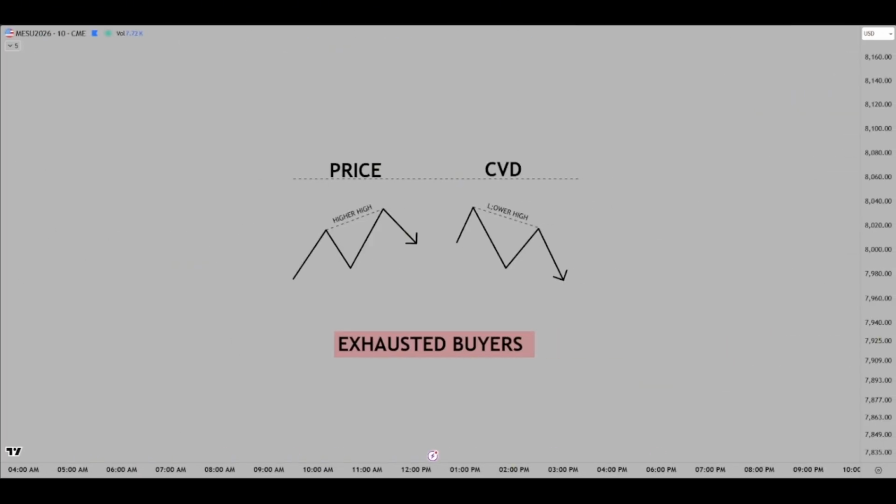Now our third divergence is going to be bearish. This is exhausted buyers, and this is the exact one just flipped around now. You want to see price make a higher high and CVD make a lower high. And this is the same reason as before. Buyers are just starting to run out of their positions and they're closing out. So we want to see this when we're rejecting out of a level.